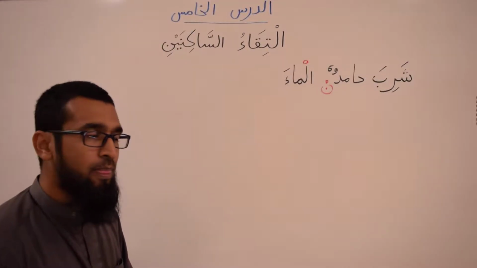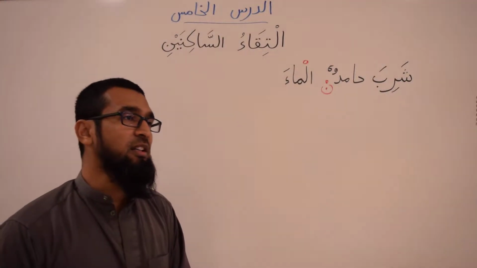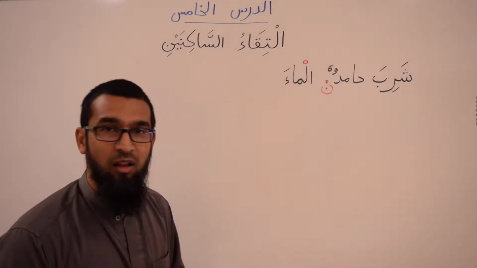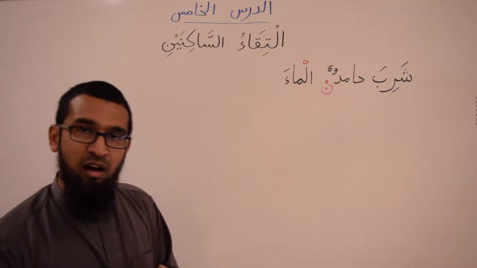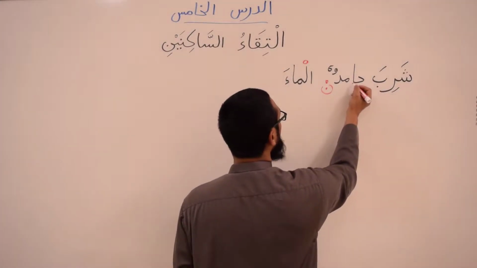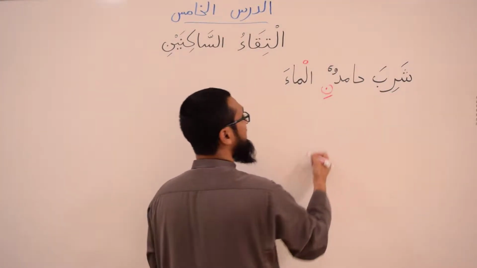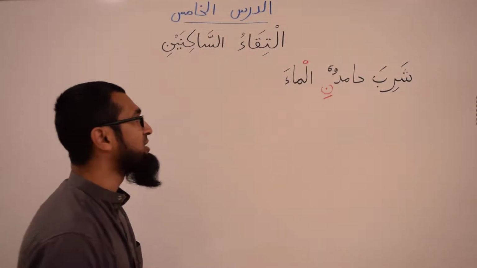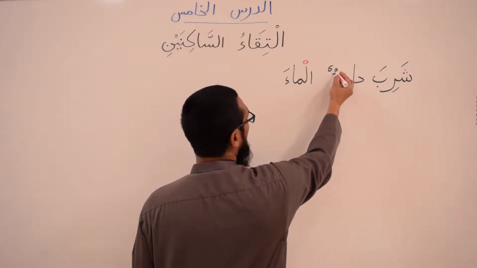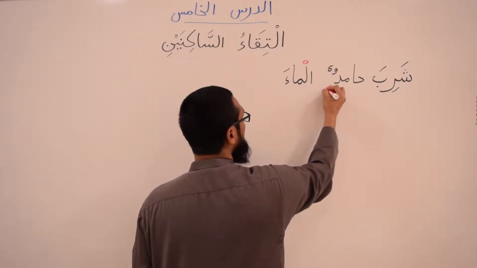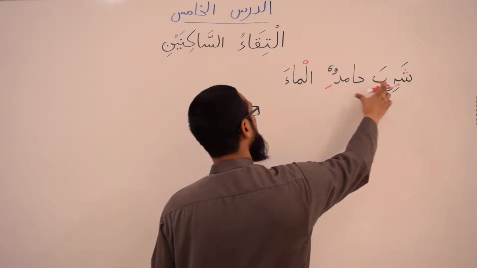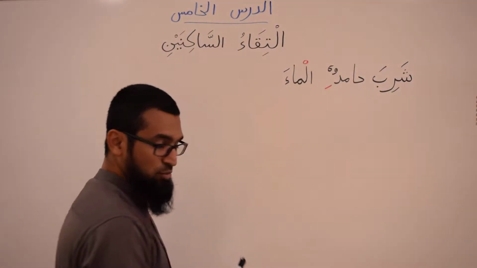So what do they do? The Arabs look for the most easy way to pronounce these words so that it flows well. Obviously their tongue is used to certain letters and they know what they find is easy. So they would say hamidun, and instead of a sukoon it will become a kasra. Shariba hamidun nil ma'a. So even though there is no noon here, after you pronounce hamidun, you put a kasra. Shariba hamidun il-ma'a. And that's the way it is pronounced.